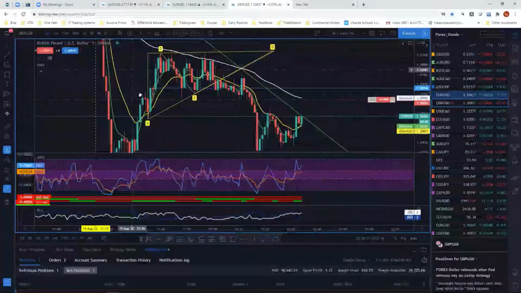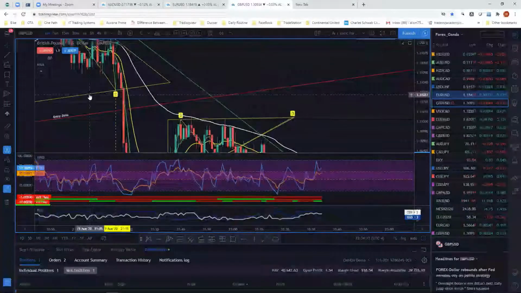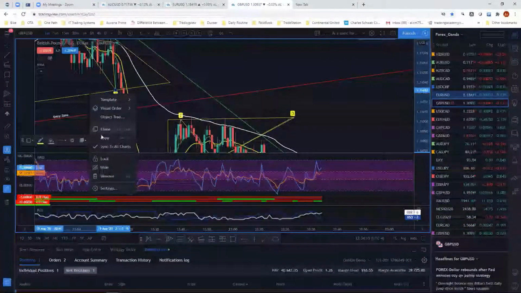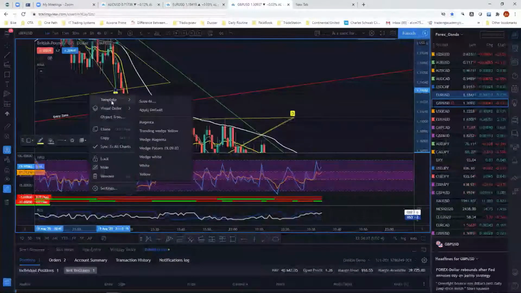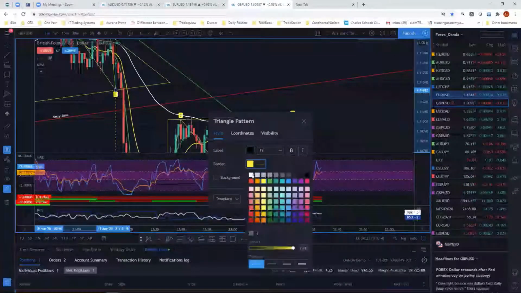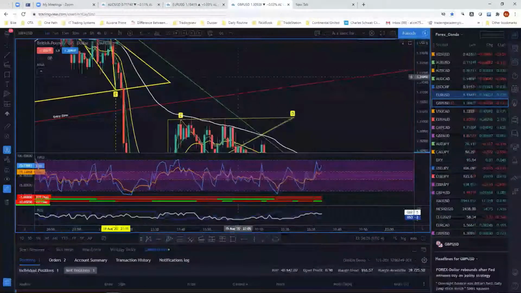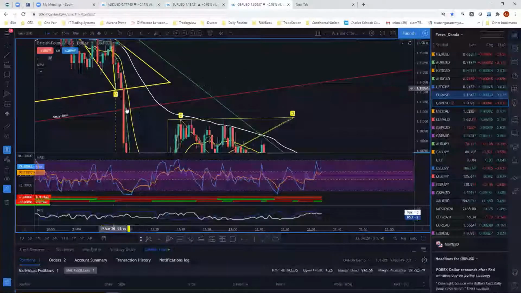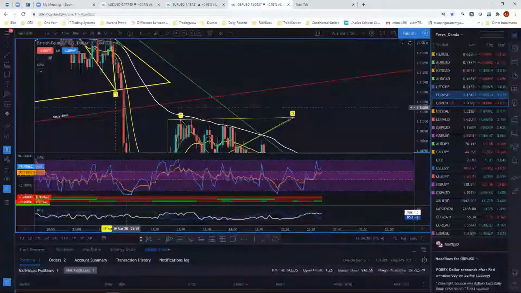Now, this is the one where the alert. I'll make this one a little bit heavier. This is where the alert came in. I'll just make this one a little bit bigger here. This is the one where the alert came in, and this was the move out of it. It didn't fit my criteria to get in, so I couldn't get in.